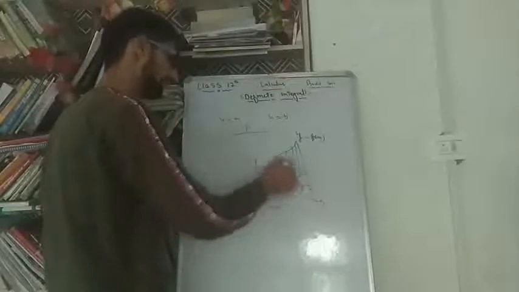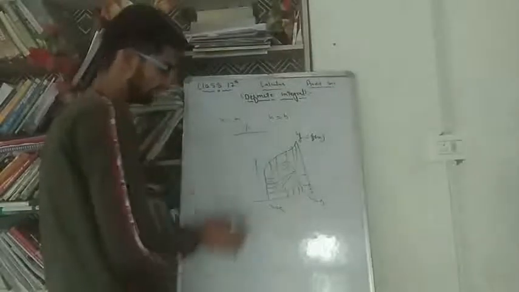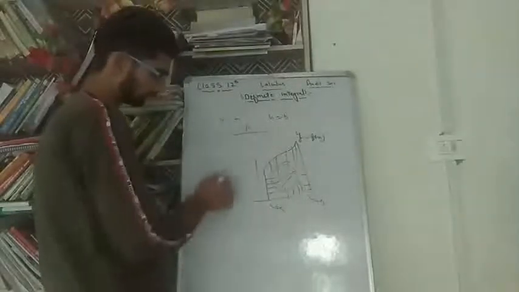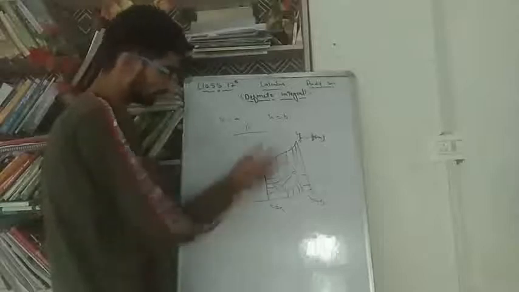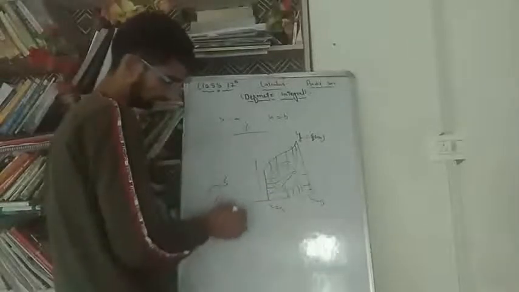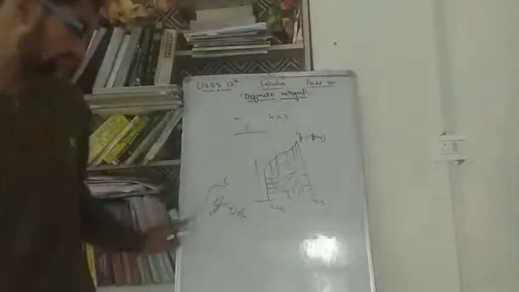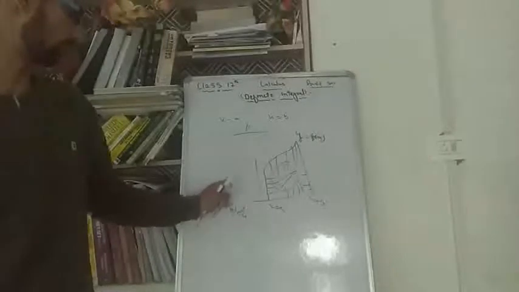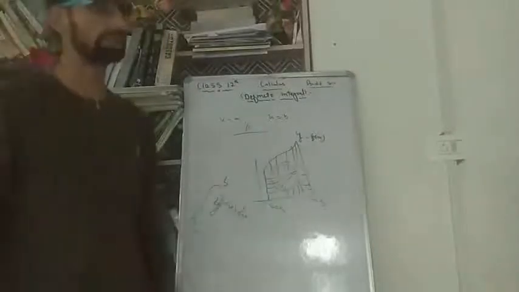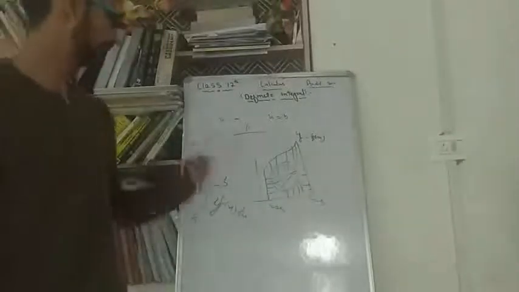This area is equal to the definite integral of y, this f of x dx. So we can say that the definite integral of a function is actually the area enclosed by that function, the bounds x is equal to a and x is equal to b, and the x axis. This is our geometrical interpretation of this.